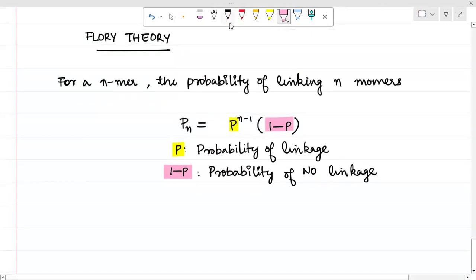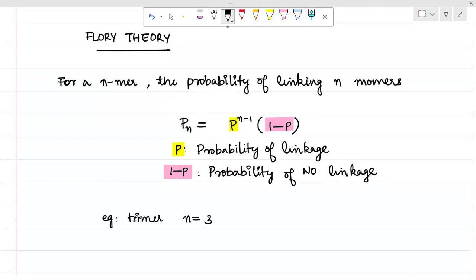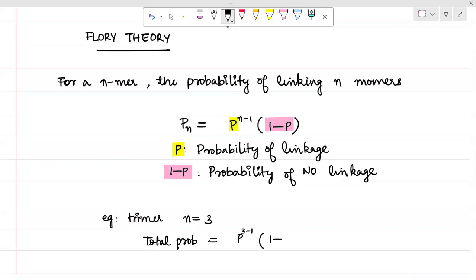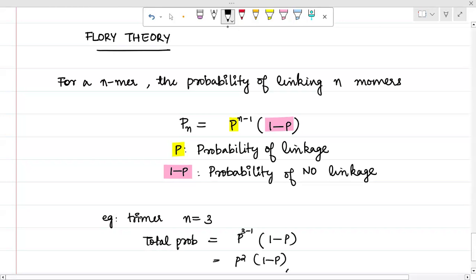Okay, so for example, if you have a trimer, where the value of n is equal to 3, correct? So the total probability of linkage is going to be equal to probability of linkage to the power 3 minus 1 into probability of no linkage. So that is P square into 1 minus P. Okay, so this is the Florey theory.